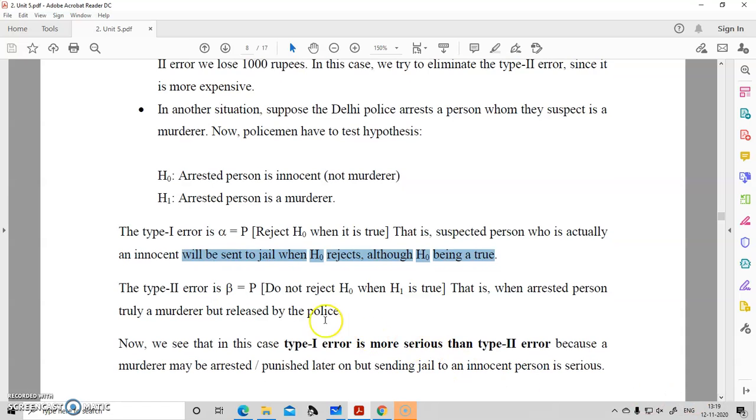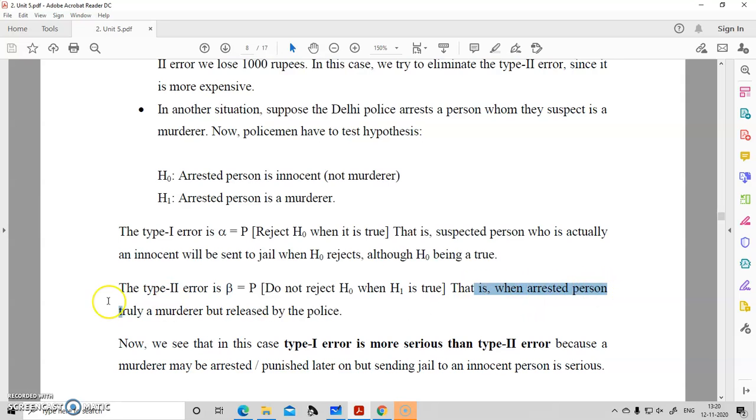Now you go to the type 2 error. Type 2 error is beta error, right? Do not reject H0. Do not reject H0 means we take that the arrested person is innocent, and we are not rejecting it. We accept it. But actually H1 is true, that is the arrested person is a murderer. In the true case, he has committed a murder, but the police says he hasn't committed any murder. So a wrong decision is taken by the police. It is known as a type 2 error, beta error.